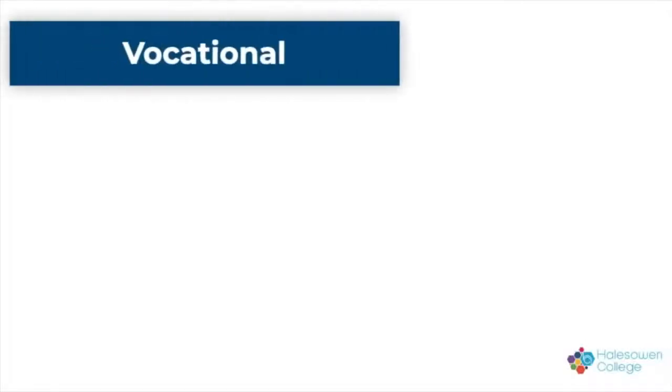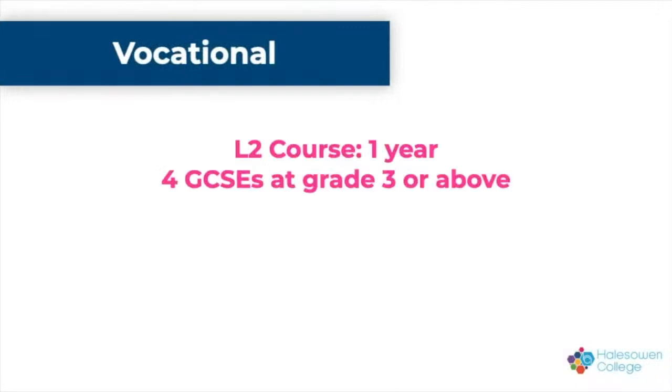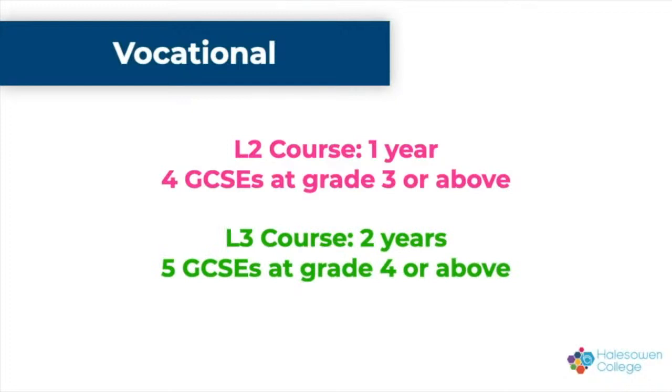So to study a level 2 course, this takes 1 year and you need to achieve 4 GCSEs at grade 3 or above to include English language and maths and ideally science. To study a level 3 course, you'd need to achieve 5 GCSEs at grade 4 or above to include English language and maths. A grade 4 in science would also be advantageous due to the anatomy exam as part of your study programme, and a level 3 course takes 2 years.